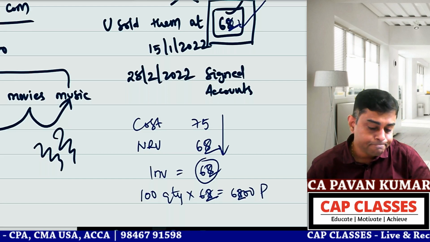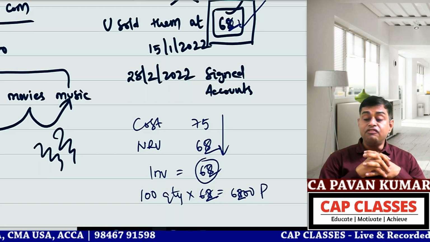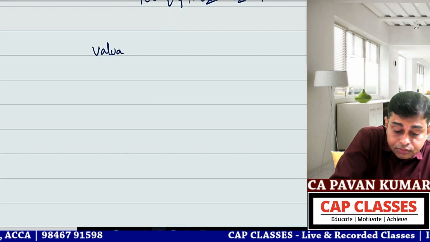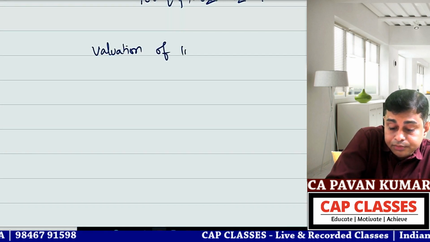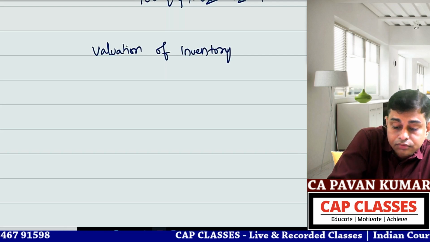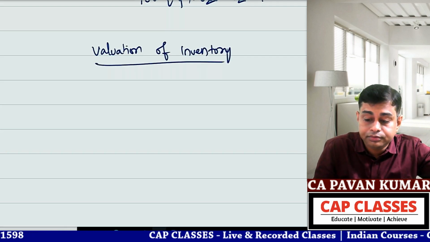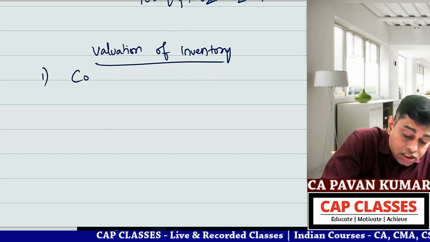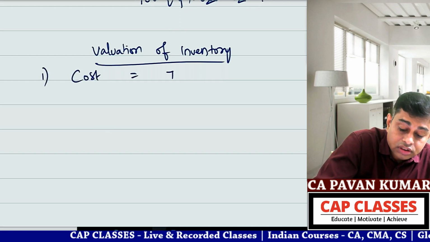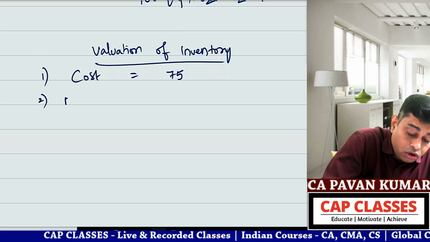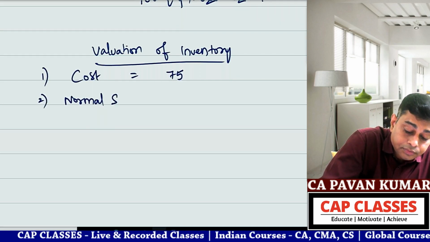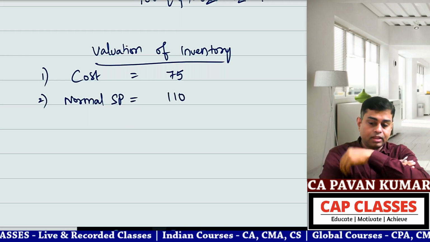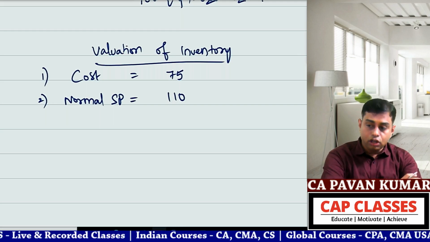So write down in your notes question number 2. Valuation of inventory, underline. Under that, 1. Cost is equal to 75. 2. Normal selling price is equal to 110.